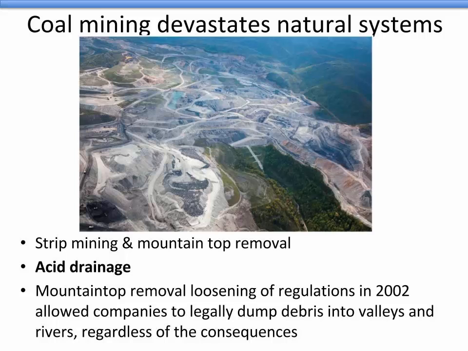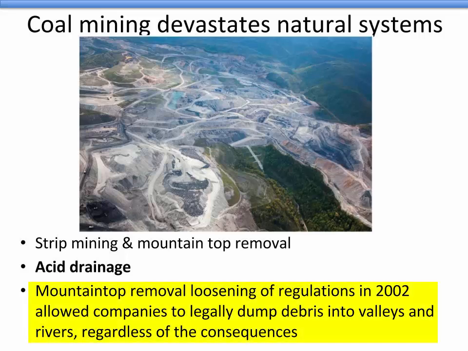This runoff makes nearby waterways toxic. Acid drainage is a natural phenomenon, but like many other things, our actions have exacerbated the extent and damage of this process. U.S. regulations require companies to restore strip-mined land. However, the quality of the restoration effort can vary.